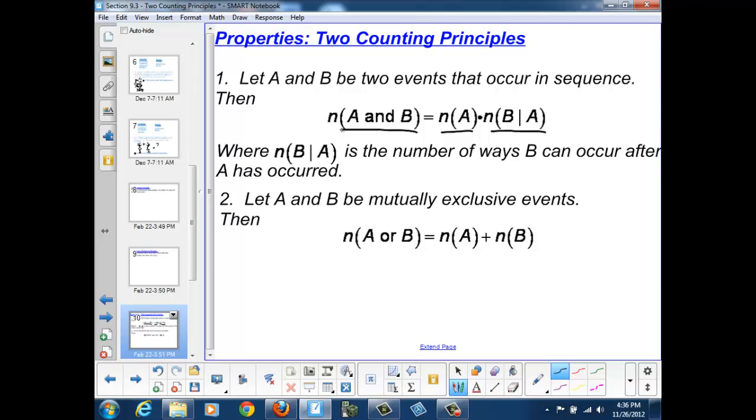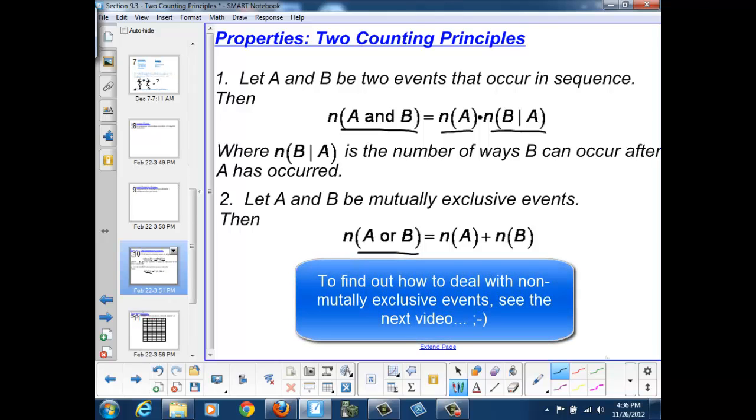Our second principle is the or situation, the number of ways A or B could occur. In that case, we look at whether A and B are mutually exclusive events. If they are, then we simply add the number of ways A can occur and the number of ways B can occur to get a total number of ways that A or B can occur. That's fine as long as A and B are mutually exclusive events.